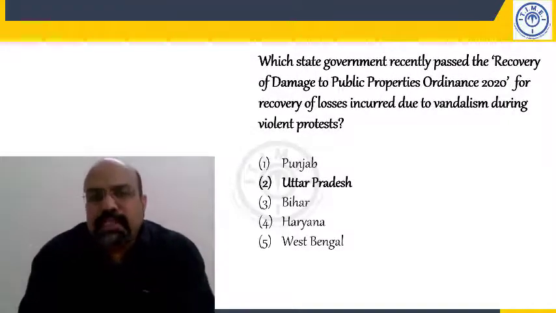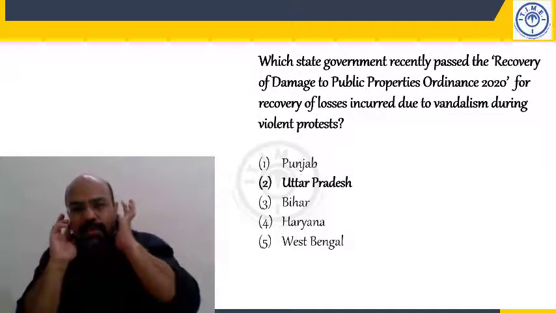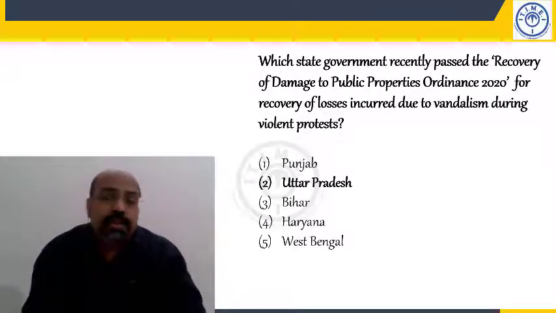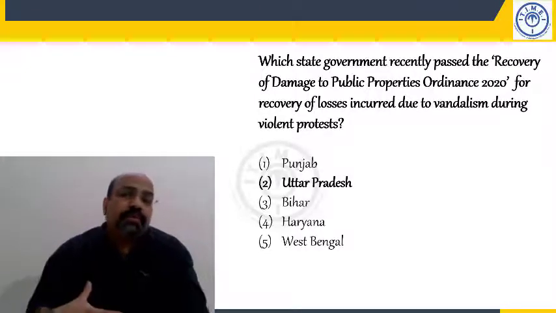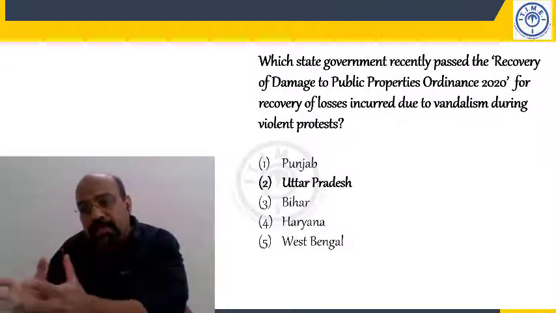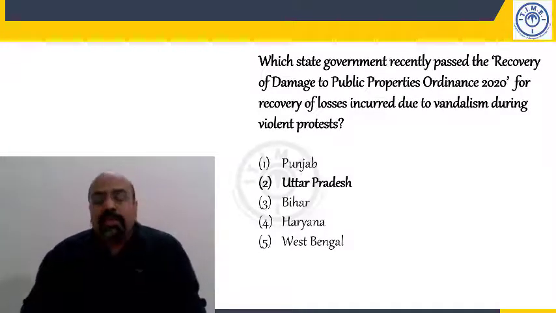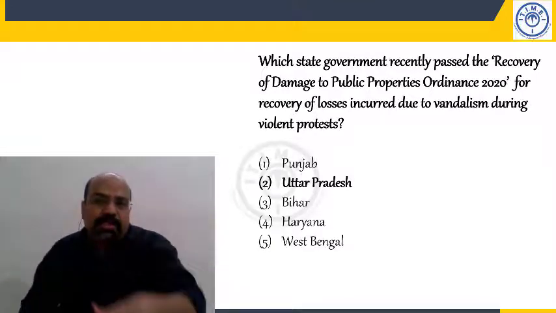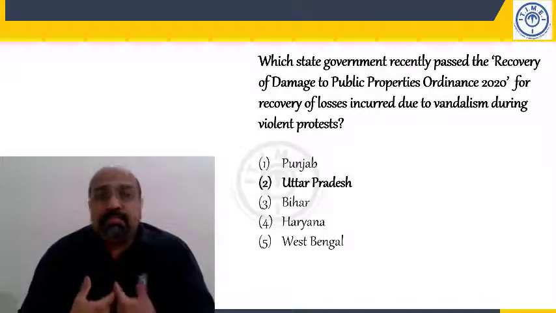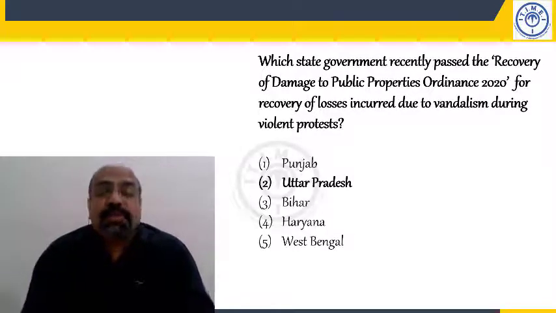Which state government recently passed the Recovery of Damage to Public Properties Ordinance, 2020, for recovery of losses incurred due to vandalism, riots and everything? During violent protests, Uttar Pradesh. The government of Yogi Adityanath is trying to recover money. That would help recover the losses that have come about because of the riots. Public property that has been destroyed by the rioters, especially during the Citizenship Amendment Act protest, the government is planning to recover all the money from them. I think it's a very good way. Irrespective of wherever it is in India, money should be collected from rioters, because they have no right to destroy public property, and sometimes private property.